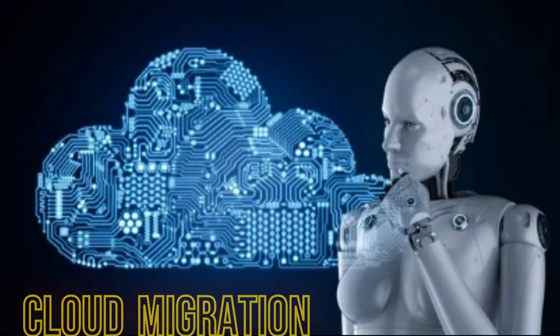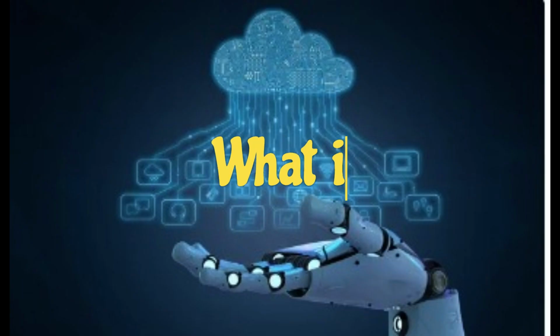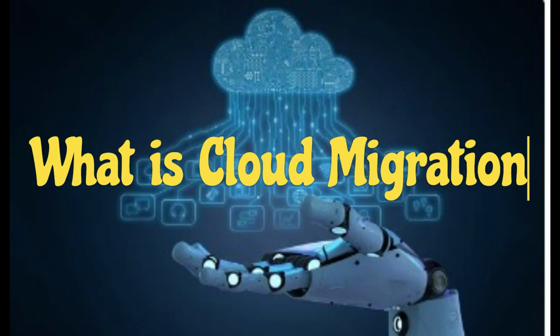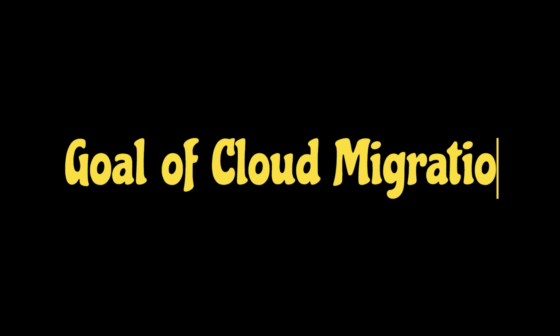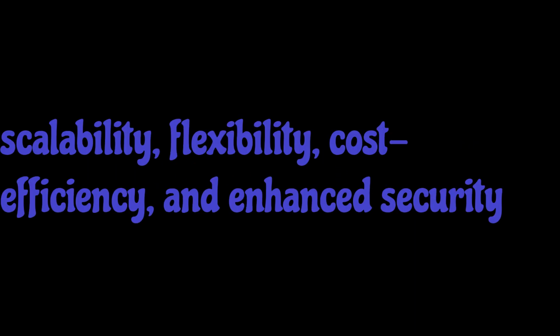Today, we will start with a brand new topic: cloud migration. Cloud migration refers to the process of moving an organization's data, applications, and workloads from on-premises infrastructure or one cloud environment to another, typically a public cloud like Amazon Web Services, Microsoft Azure, Google Cloud Platform, or a multi-cloud or hybrid environment. The primary goal of cloud migration is to leverage the benefits of cloud computing, such as scalability, flexibility, cost efficiency, and enhanced security, among others.